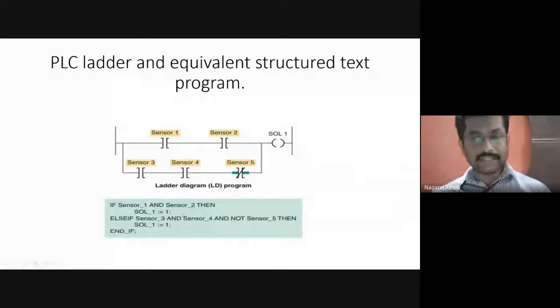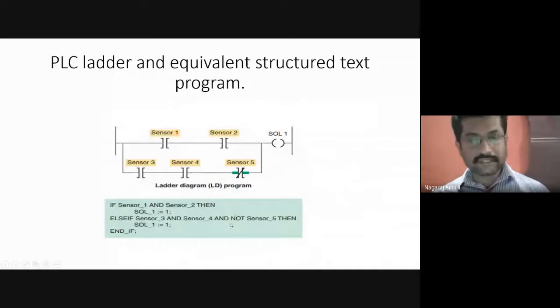The next is the structured text program. If sensor 1 and sensor 2 are closed, or the contacts are closed, then it will activate solenoid valve 1, or solenoid valve 1 is equal to 1. Its indication is that it is in the high state. Else if the condition is sensor 3 and sensor 4 and not sensor 5, there is a cross mark here, that is, it is not. It has the opposite logic to that of sensor 3 and sensor 4. Hence I write it as not sensor 5.